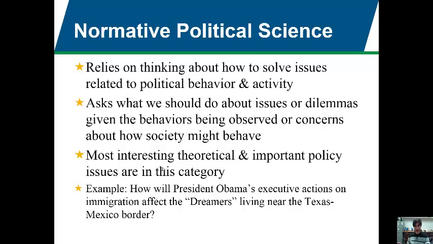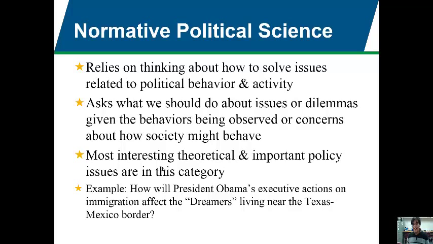So one example for normative political scientists would be: how will President Obama's executive actions on immigration affect the Dreamers, the young immigrants that migrated to this country? How will his executive actions on immigration affect the Dreamers living near the Texas-Mexico border? That would just be a normative political question. How will this affect this, and how do we execute this executive action in a fair manner that actually gets things done?